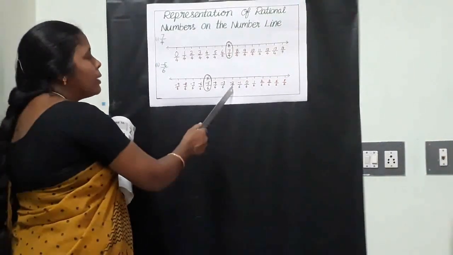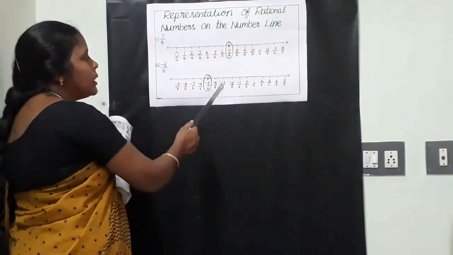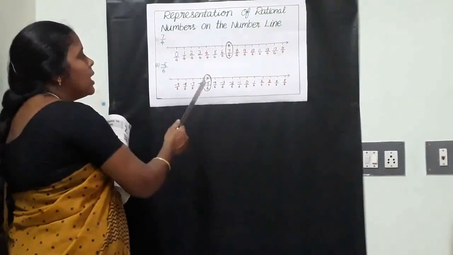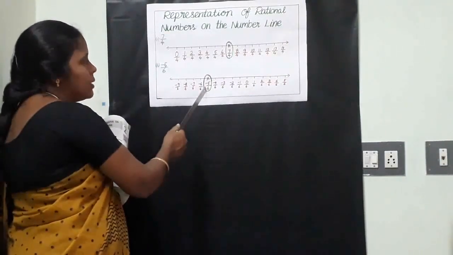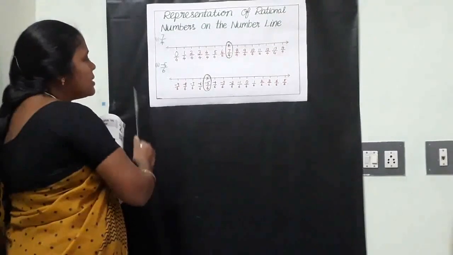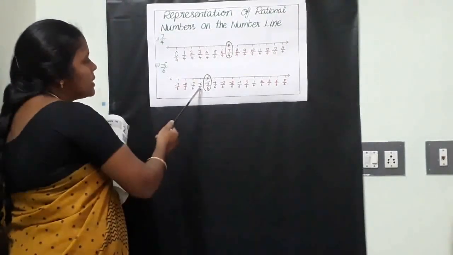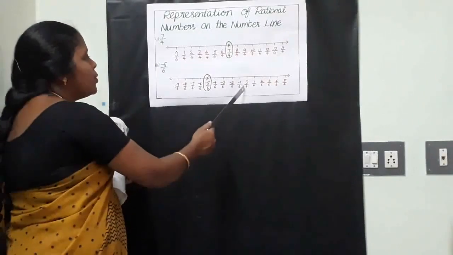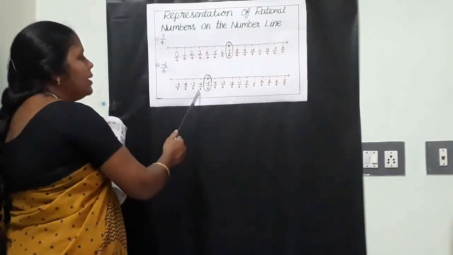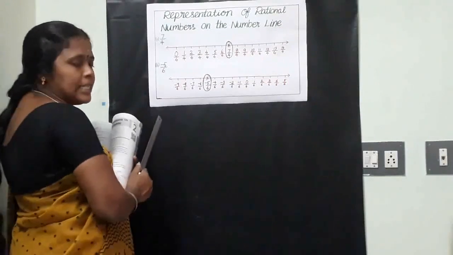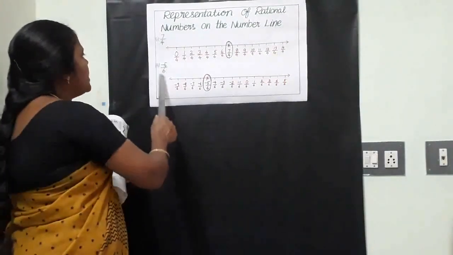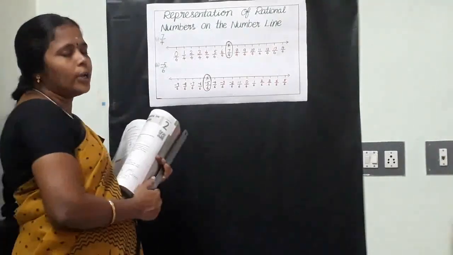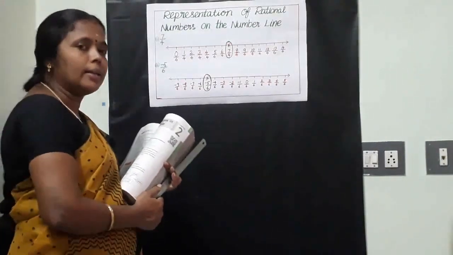Clear? On that basis, after 0 the first piece indicates minus 1 by 6. Second piece indicates minus 2 by 6. Next one minus 3 by 6. Next minus 4 by 6. After that only minus 5 by 6. Clear? The other we no need. Then what about this? Minus 6 by 6 becomes minus 1. So between 0 and minus 1, I cut into 6 pieces. In that, minus 5 by 6 is this one. Clear children? In this way only you have to represent the rational number on the number line.